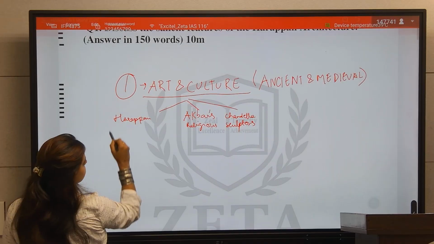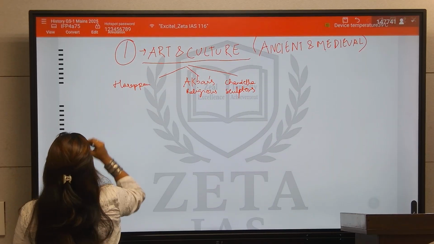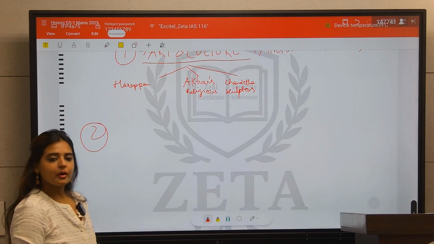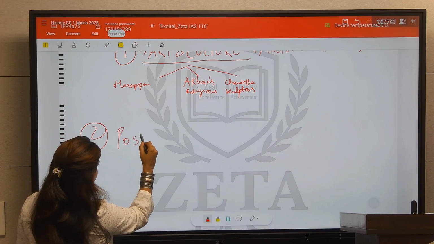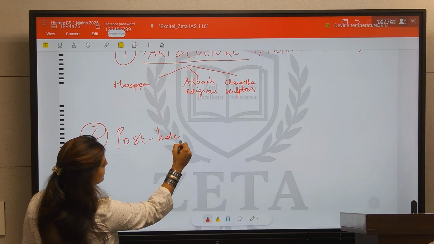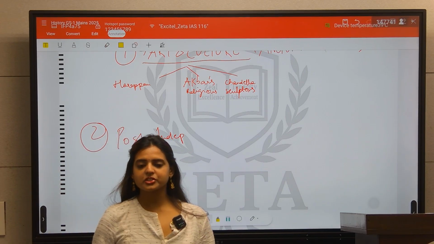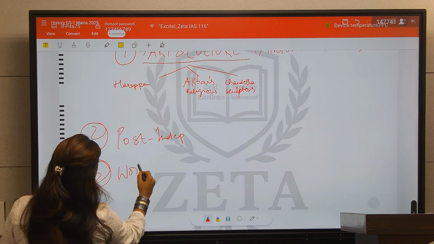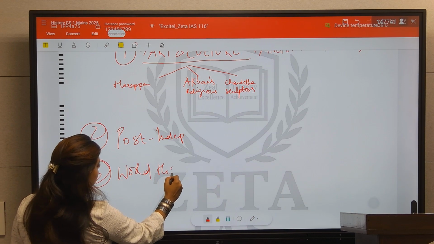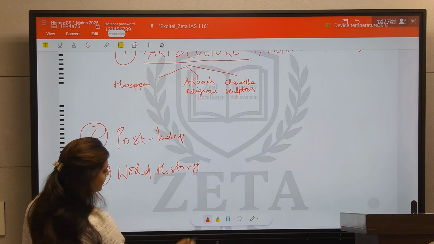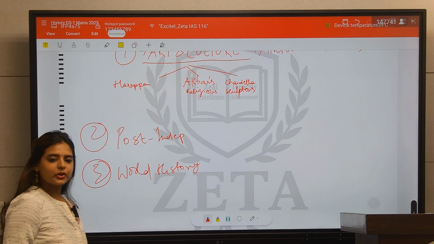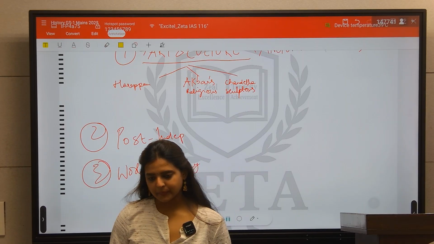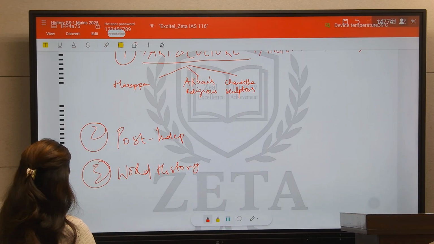Next we have questions of post-independence. Post-independence question, trace India's consolidation after independence. And third we have world history question of French Revolution. Okay, so we have three topics: art and culture, world history, and post-independence. So let's start the discussion.